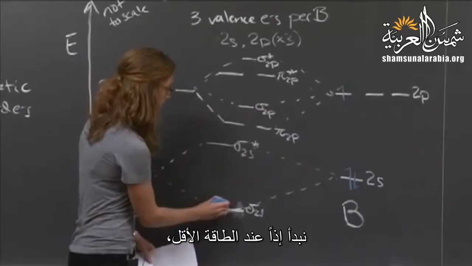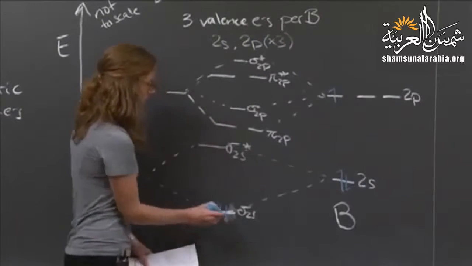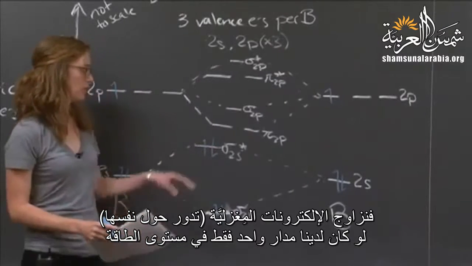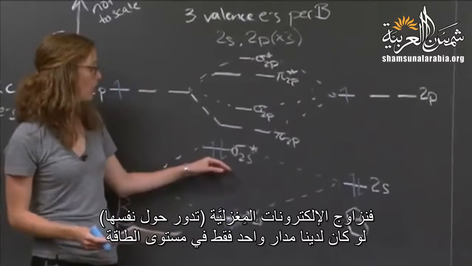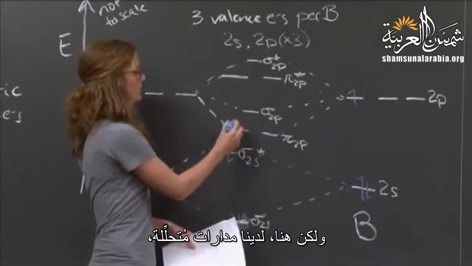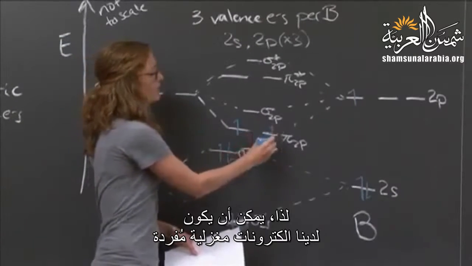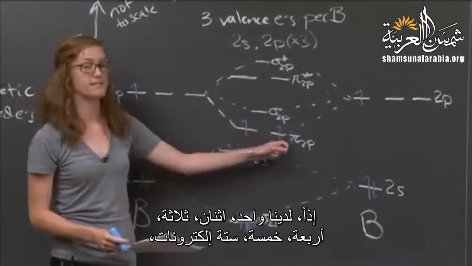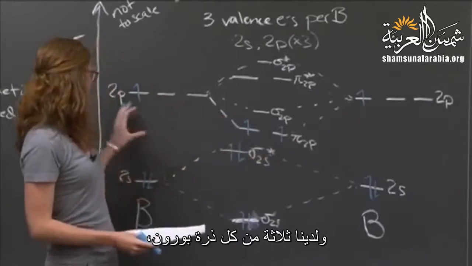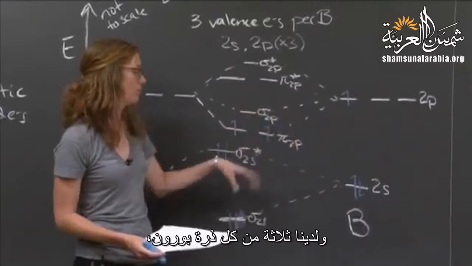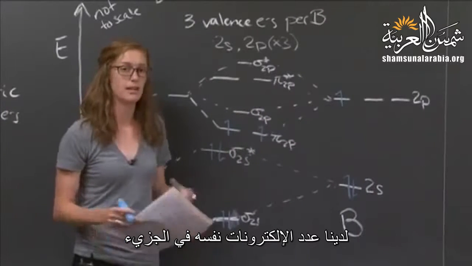So we start at the lowest energy, pairing spins if we only have one orbital in the energy level. But as here we have degenerate orbitals, so we can actually have unpaired spins. So we have 1, 2, 3, 4, 5, 6 electrons, and we had 3 from each boron atom, so we have the same number of electrons in our molecule.